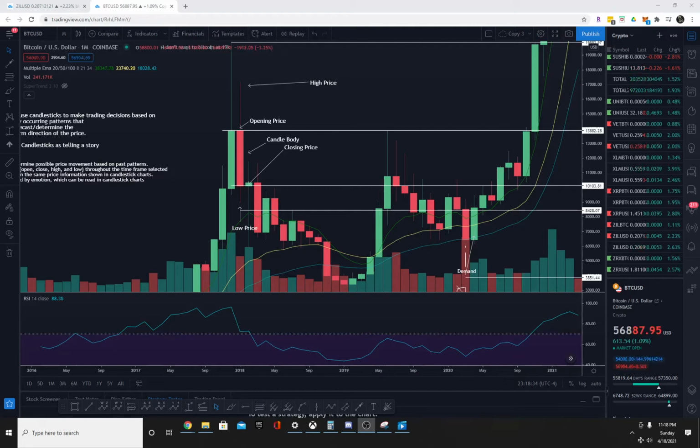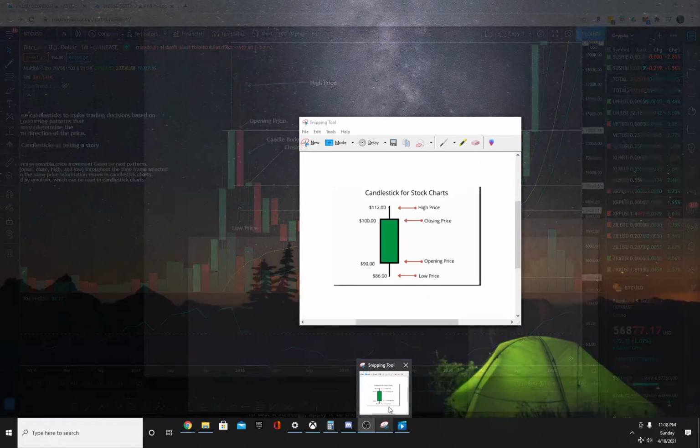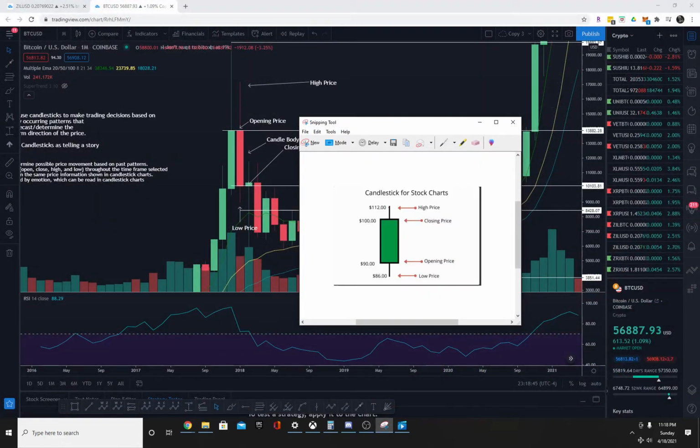Hey guys, happy Sunday. I've been getting a lot of requests to help explain some basic TA. So today we're going to go over four main things: candlesticks, RSI, volume, and EMAs. First things first, let's talk about candlesticks.